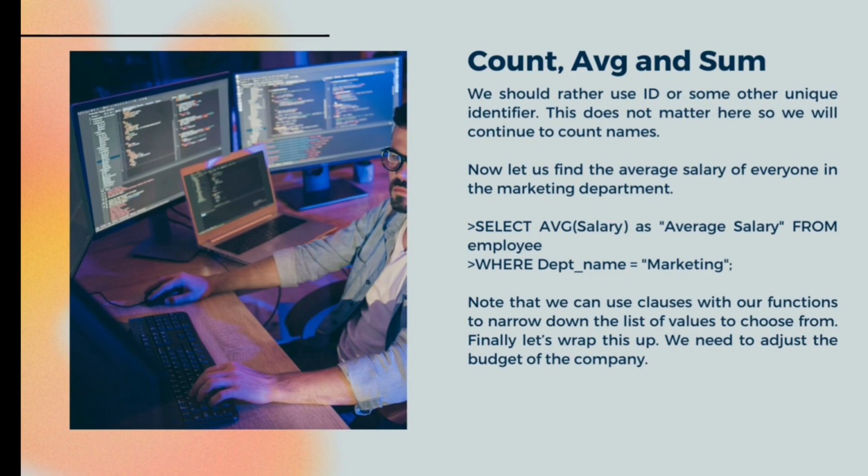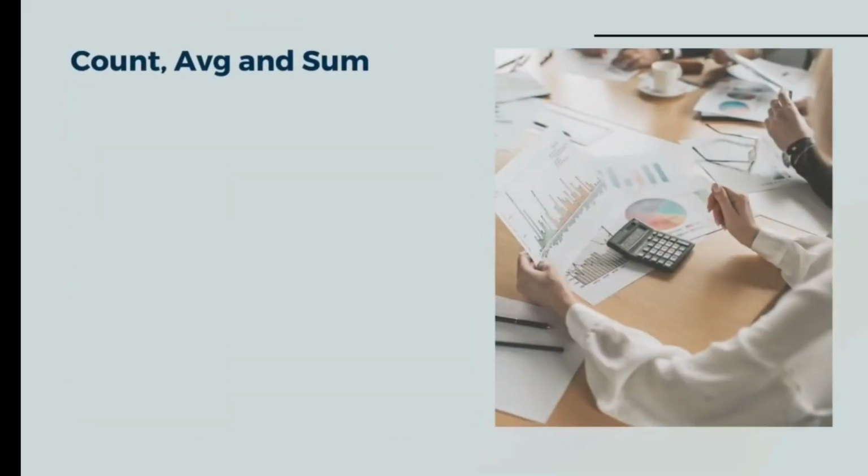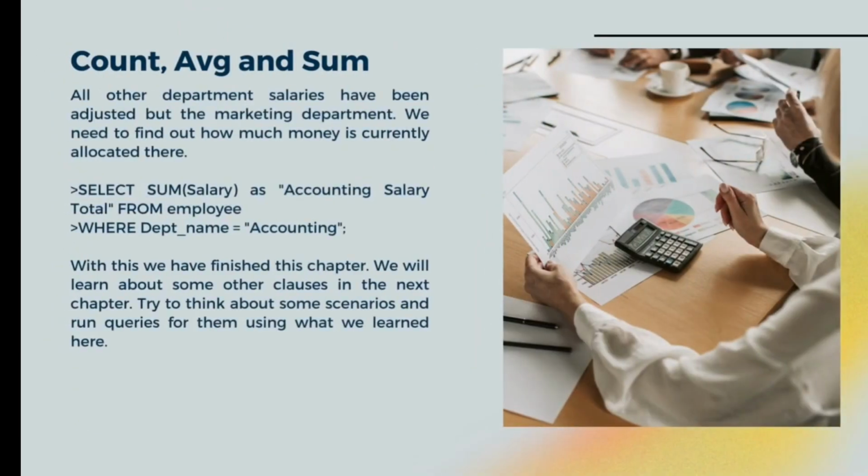Finally, let's wrap this up. We need to adjust the budget of the company. All other department salaries have been adjusted but the marketing department. We need to find out how much money is currently allocated there. Select SUM(salary) as "accounting salary total" from employee where department_name = 'accounting'.